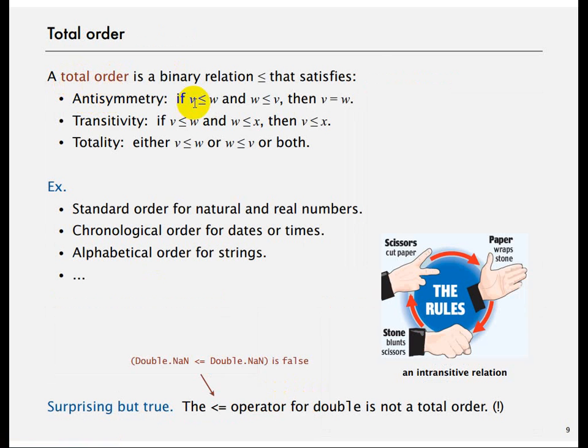Total order, once again, is a binary relation that satisfies antisymmetry. What that means is, if v is less than or equal to w and w is less than or equal to v, then v is equal to w. Transitivity: if a is less than b and b is less than c, then a is less than c. And for any a and b, either a is less than or equal to b, or b is less than or equal to a, right? One of them should be true. And it works for everything. And he talks about this. It doesn't work in this particular case, right? Rock, paper, scissors.